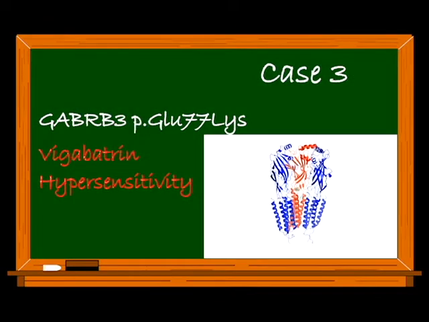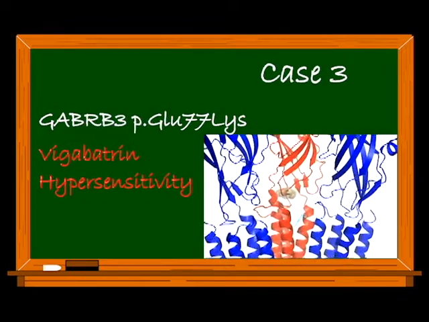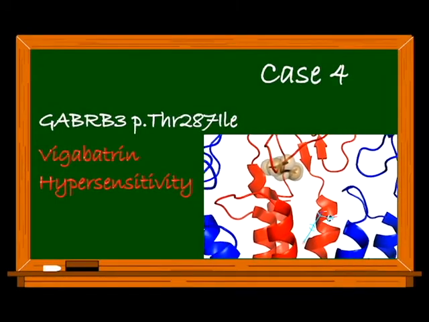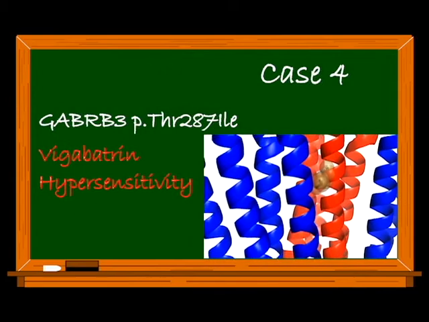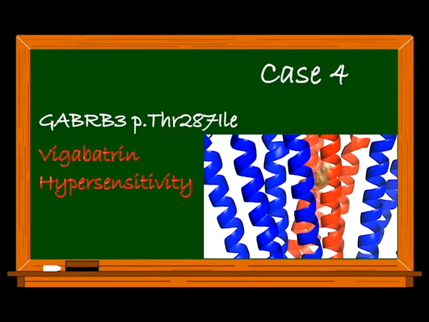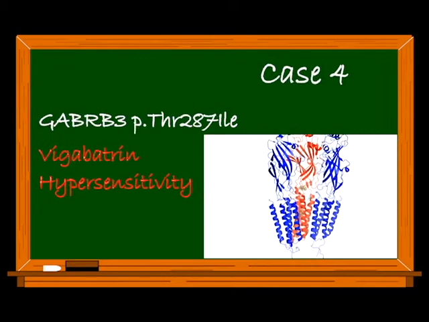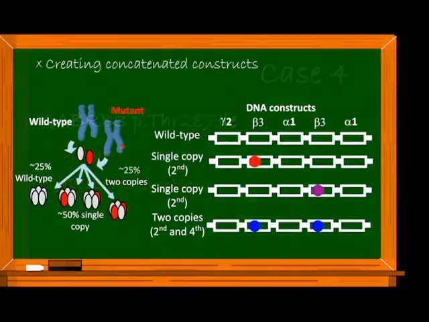Case 3 had a missense variant with a glutamic acid substituted for lysine at position 77 in the coupling loop. This loop is important in activating the protein. Case 4 was also hypersensitive to vigabatrin and had a threonine substituted for an isoleucine at position 287 in the transmembrane region that lines the channel pore. So how did the E77K and T287I variants alter receptor function that could lead to vigabatrin hypersensitivity?